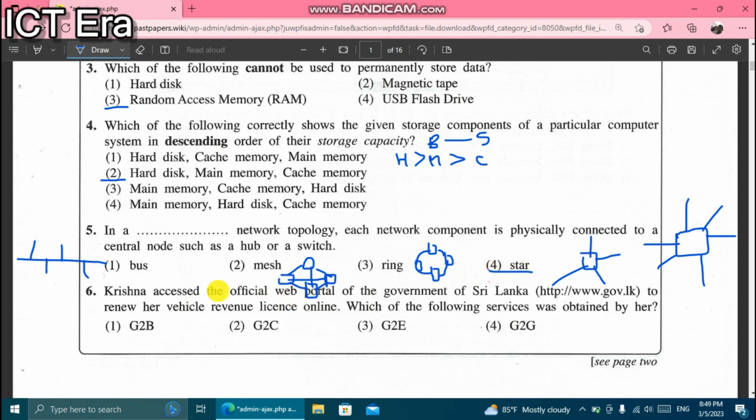Sixth one, Krishna accessed the official web portal of the government of Sri Lanka to renew her vehicle revenue license online. Which of the following services was obtained by her? Then first one, government to business, no. Second one, government to citizen is the answer. Then government to employee, government to government, no.